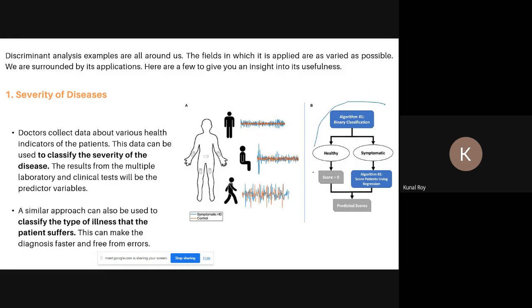So we have taken a normal example, that is a binary classification. Just I have taken that if the analysis score comes out 0, he is healthy, or if the predicted score comes out to be more than 0, he is not healthy. So this is a normal example. Can we say it is a discriminant analysis? Classifying the type of illness that a patient suffers can also be one application of the discriminant analysis.